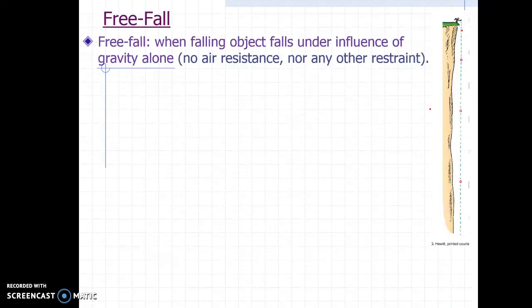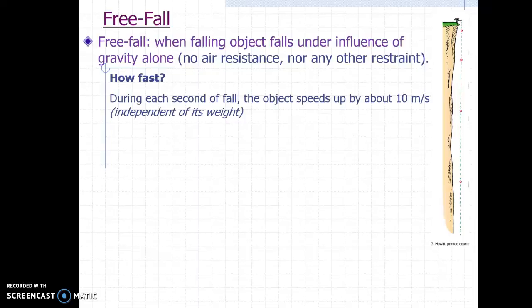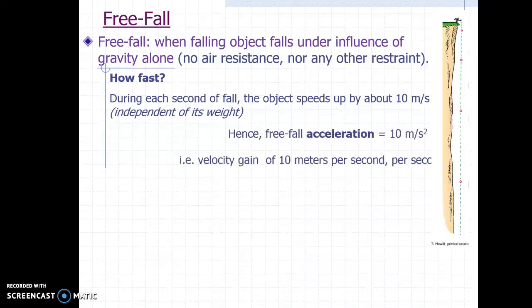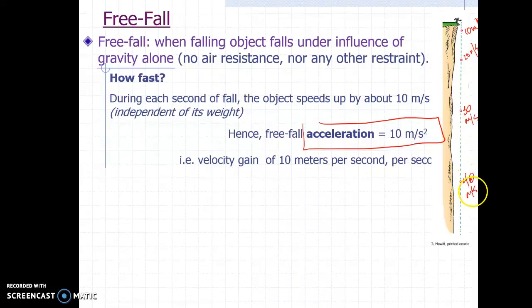Okay, now free fall. Here's the definition. Free fall is when an object falls under the influence of gravity alone. So the only thing acting on it is gravity. No air resistance, nothing. So what we know is every second of fall, an object increases its speed by 10 meters per second, which means acceleration, or free fall, is 10 meters per second. So at this point, they're going 10 meters per second. At second 2, they're going 20 meters per second. Second 3, 30 meters per second. And 40 meters per second. So on and so forth.